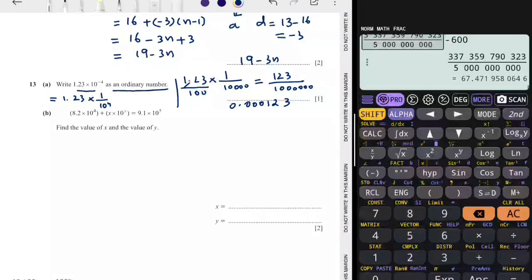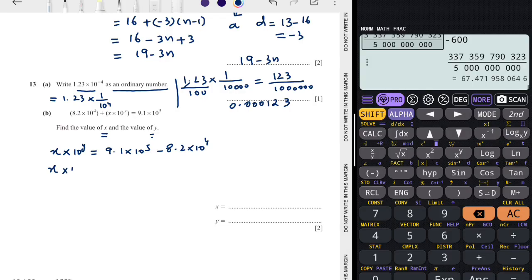B part is very important. 8.2 times 10 raised to the power 4 plus x times 10 raised to the power y is equal to 9.1 times 10 raised to the power 5. Find the value of x and y. Now easily we can shift one value to the other side, so x times 10 raised to the power y is equal to 9.1 into 10 raised to the power 5 minus 8.2 into 10 raised to the power 4.